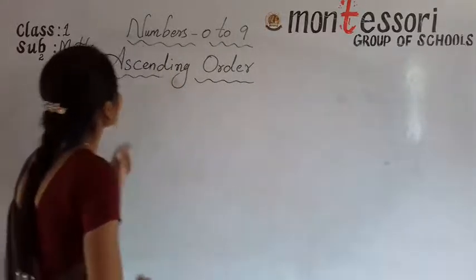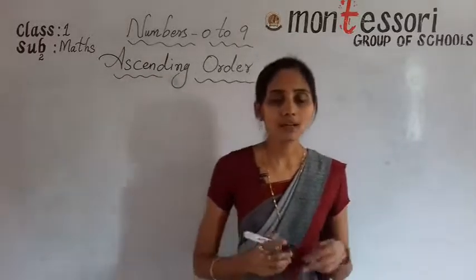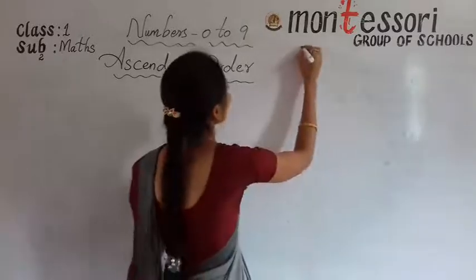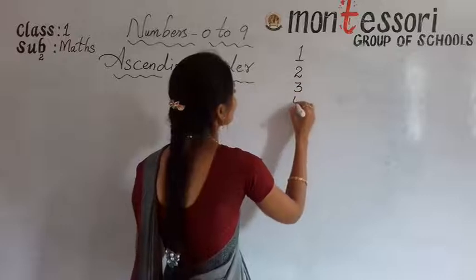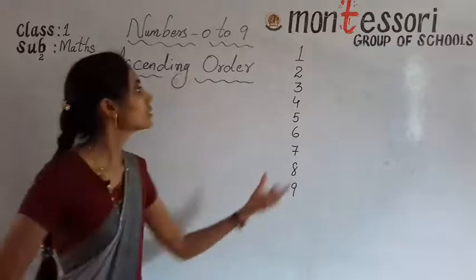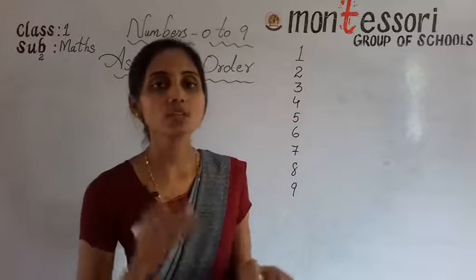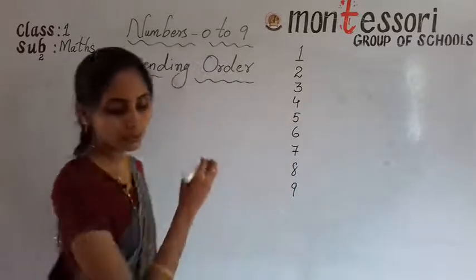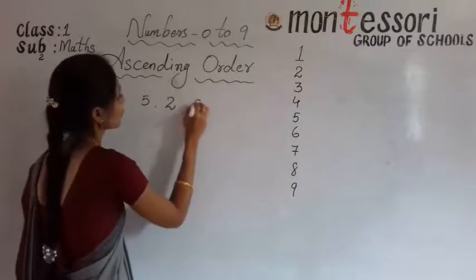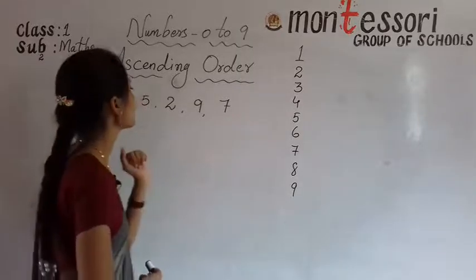Ascending order. Ascending order means we have to write the numbers from small to big. 1, 2, 3, 4, 5, 6, 7, 8, 9. For example, 5, 2, 9, 7.